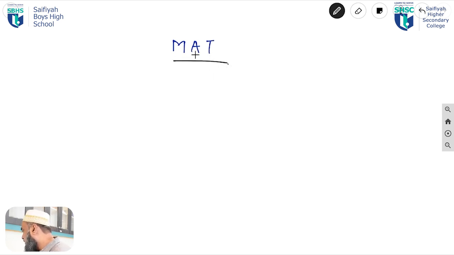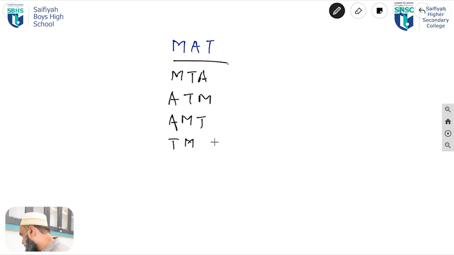As you can see, there are only 3 letters in MAT. So I can arrange them as M-T-A. I can also arrange them as A-T-M, A-M-T, T-M-A, and also T-A-M. So as you can see, I have arranged MAT in 6 different ways.